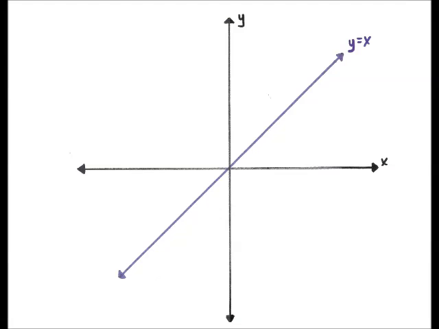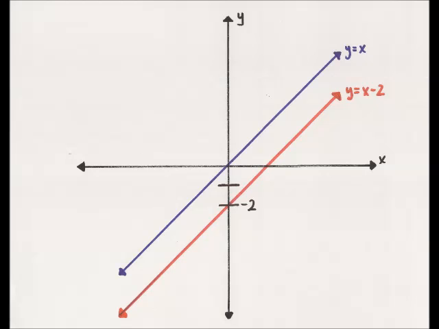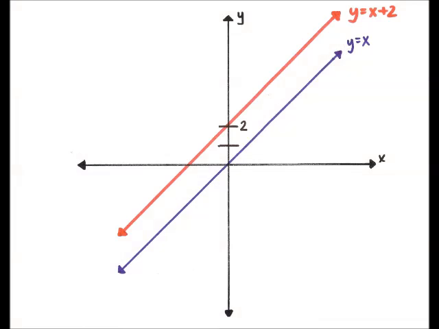Another way to look at vertical shift is graphically, starting with the graph of parent function y equals x, which passes through the origin. When you change the function to y equals x minus 2, it moves down 2 units and crosses the y-axis at negative 2. If you make the 2 positive, it moves up 2 units and crosses the y-axis at positive 2.